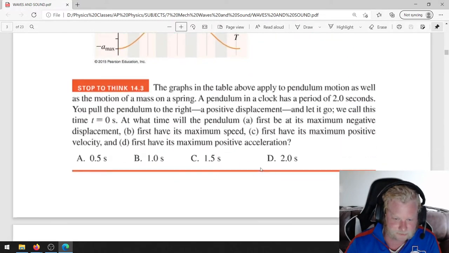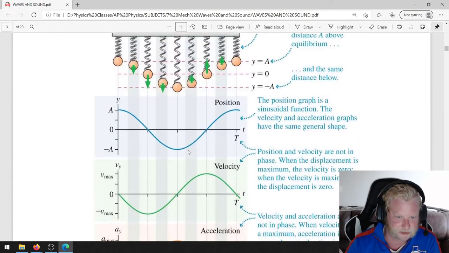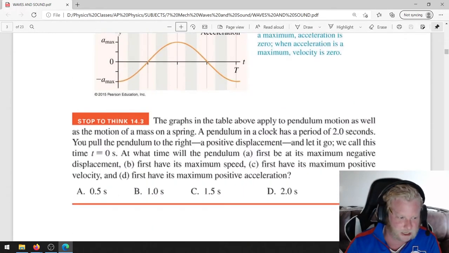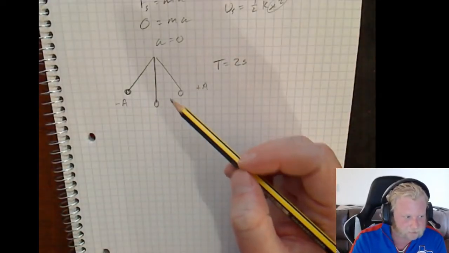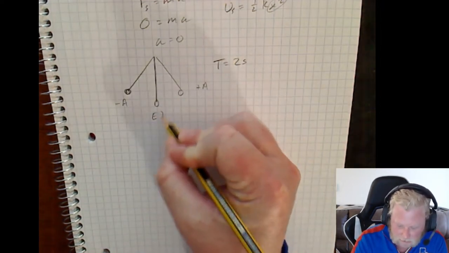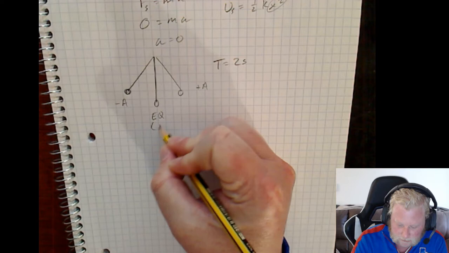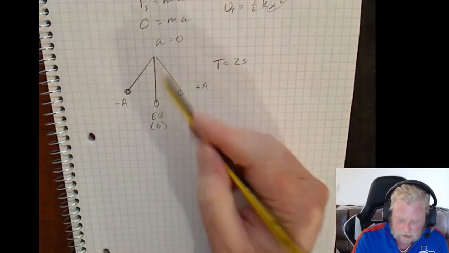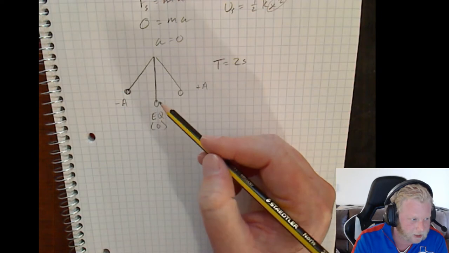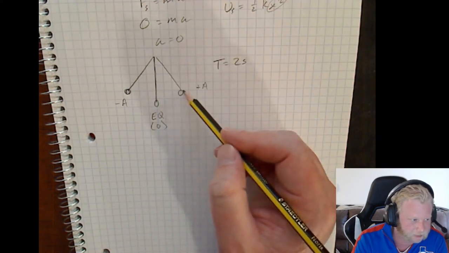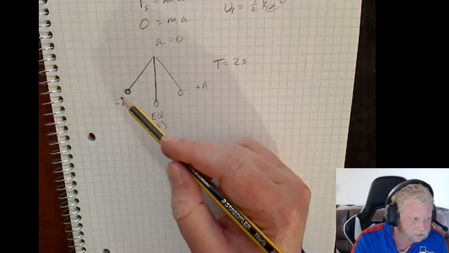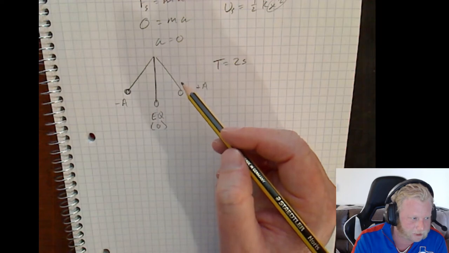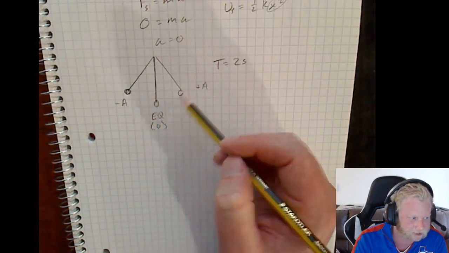So pause the video here, take a second, think about these answers, see if you can use this graph above to help you out. All right, so it might help to sketch out what you've got. You've got a pendulum, right, where this would be its equilibrium position, 0, and you pull it to the right for some maximum amplitude, positive A. And it's going to swing through equilibrium to negative A, back through equilibrium to positive A, and continue to repeat that process.